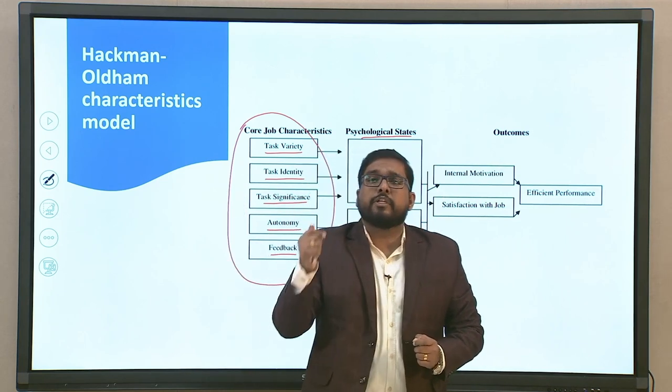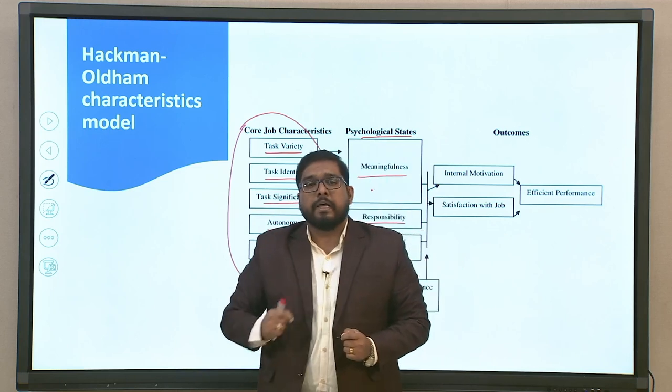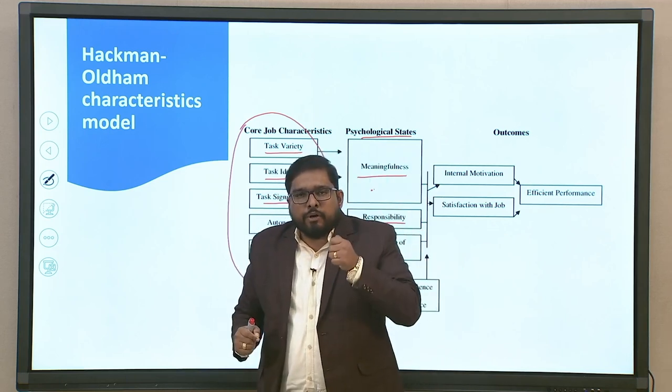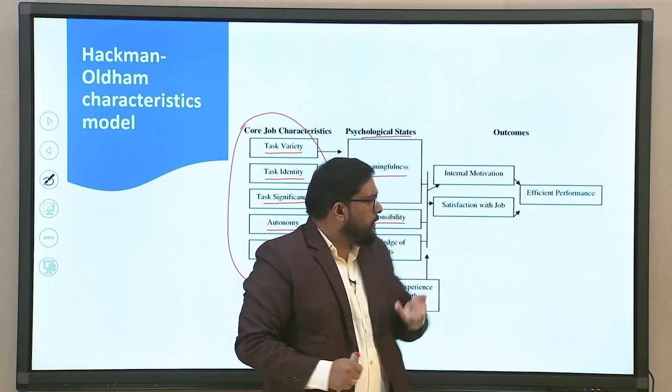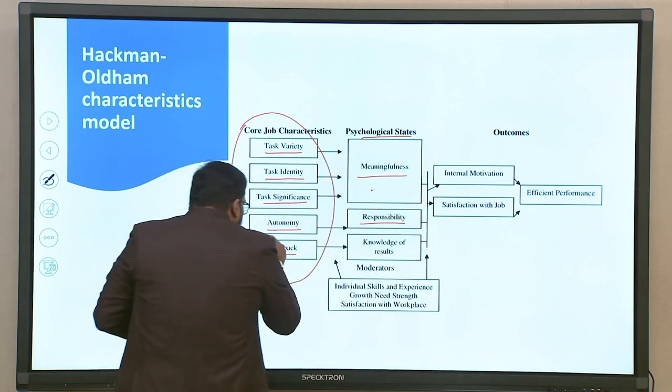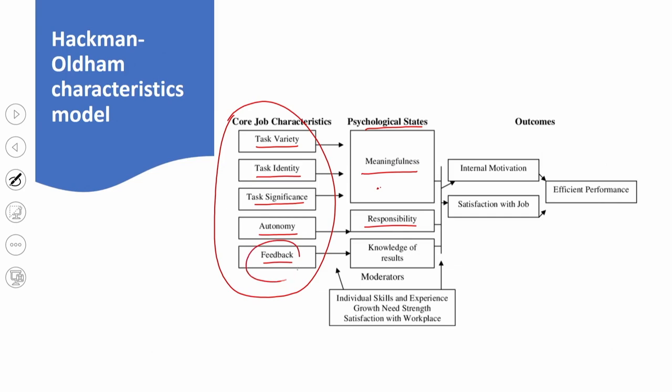So this is where the job characteristic model becomes relevant. The autonomy leads you to a psychological state of responsibility. And interestingly, when you are looking into the particular job, you'll see that it gives you an input, positive or negative, whatever it is, on how the job is being executed, and that leads to knowledge of results.